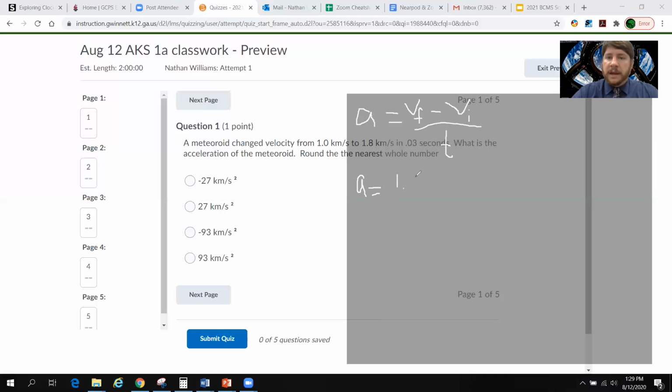So 1.8, and I'm going to leave the units out this time just for time purposes, so it takes a little bit of extra time for me to draw. So 1.8 minus our initial velocity of 1.0 over an amount of time of 0.03 seconds. I'm going to do a little bit better line than that. That'll work. 0.03, not 0.3, but 0.03 seconds. And so 1.8 minus 1, well, that's just 0.8.